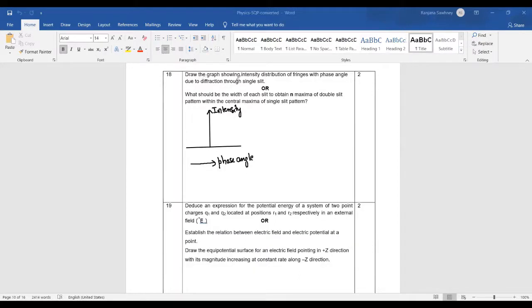Question number 18. Draw the graph showing intensity distribution of fringes with phase angle due to diffraction through a single slit. So here we have to plot intensity with the phase angle. In diffraction pattern, we know that the angular width for the dark bands is given by n lambda by a, where a is the width of the slit. Whereas for the bright bands, the angular width is 2n plus 1 lambda by 2a.